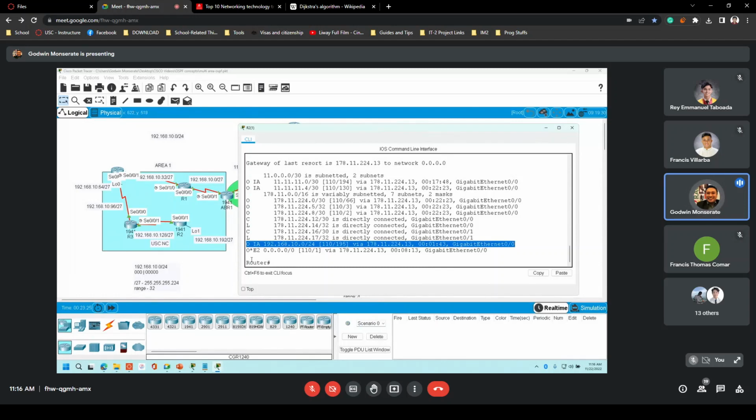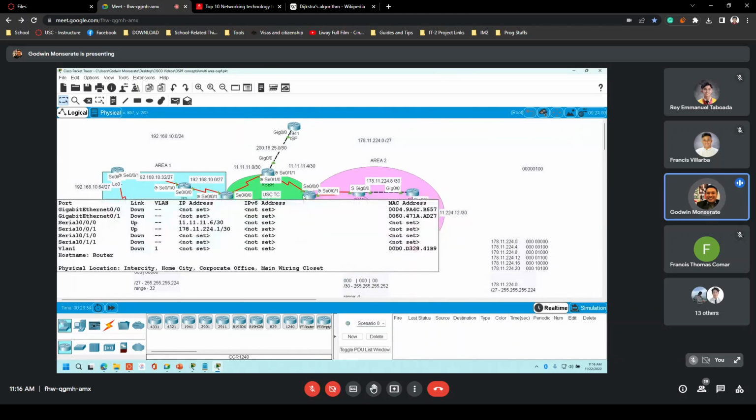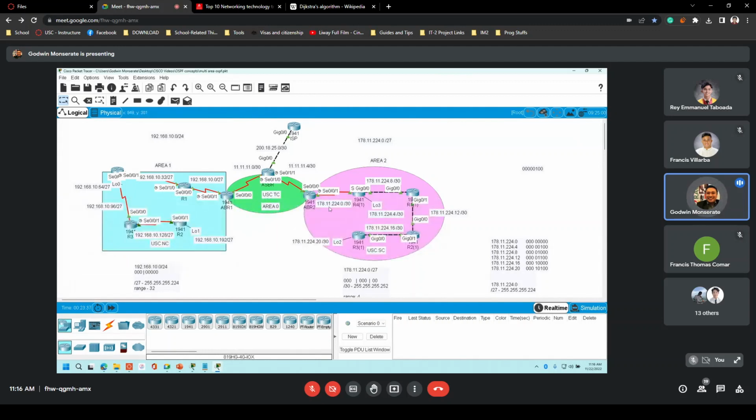So first, your routing table becomes smaller because you know how to summarize. And that is the value of your summarization. So if we summarize the 178, it looks like this: 224.0, 224.4, 224.8, 12, 16, and 20. So its values now would be like this: 4, 8, 12, 16, and 20. So where does it converge? Here. Is it correct?